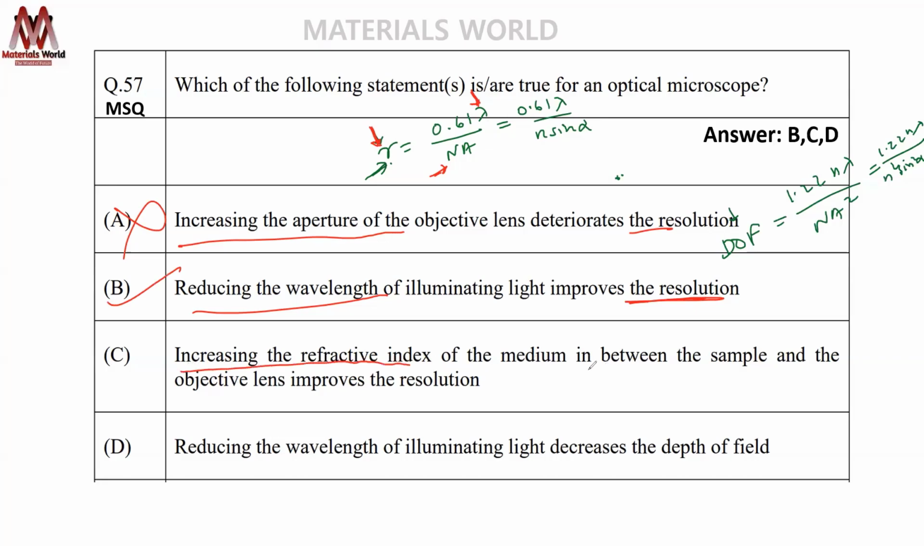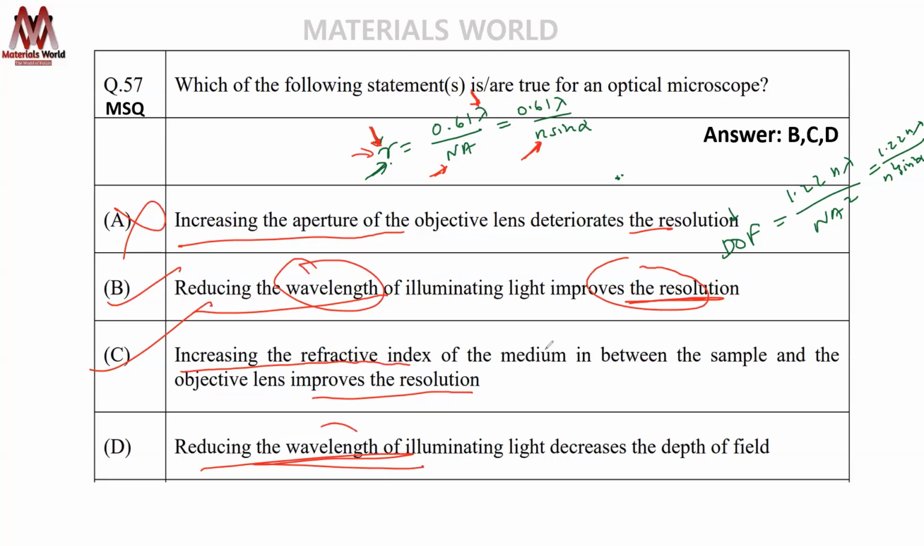Increasing refractive index improves the resolution. So increasing n improves the resolution. That's correct. If you increase n, it is inversely proportional, R will decrease. That means better resolution. And reducing the wavelength, since you reduce the wavelength, you get better resolution.